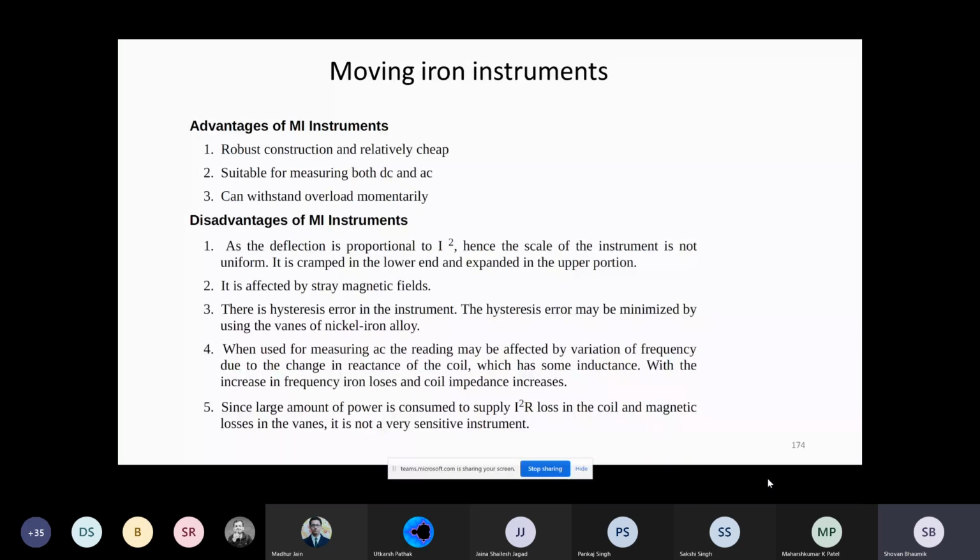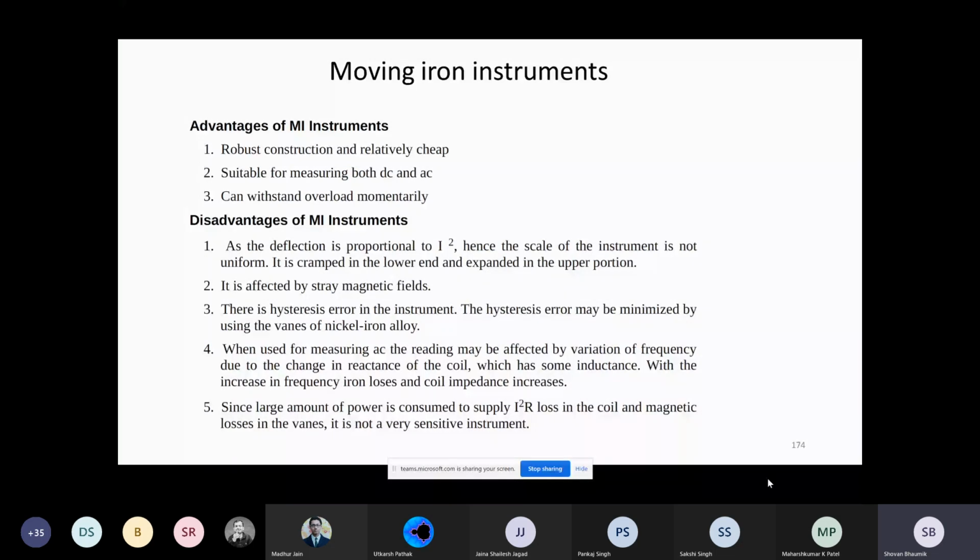Now there are a few more things for which we need to eliminate the effects, such as the hysteresis error in the instrument, as there is no permanent magnet. The magnetic field is being produced by the current in the two directions. There are residual magnetic fields, which produce the hysteresis effect. The hysteresis effect may be minimized by using vanes of nickel iron alloy, which has very little hysteresis effect. So that can be used.